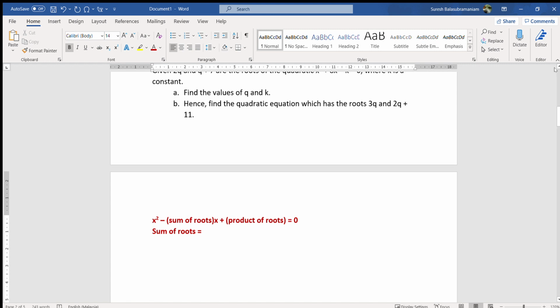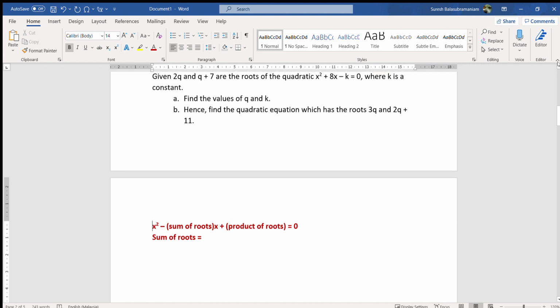Okay, so we have to be careful with the sign. Sum of roots is something that's inside this bracket, and before the bracket we have a negative. But in this case, our equation is x squared plus 8x minus k equals to 0.